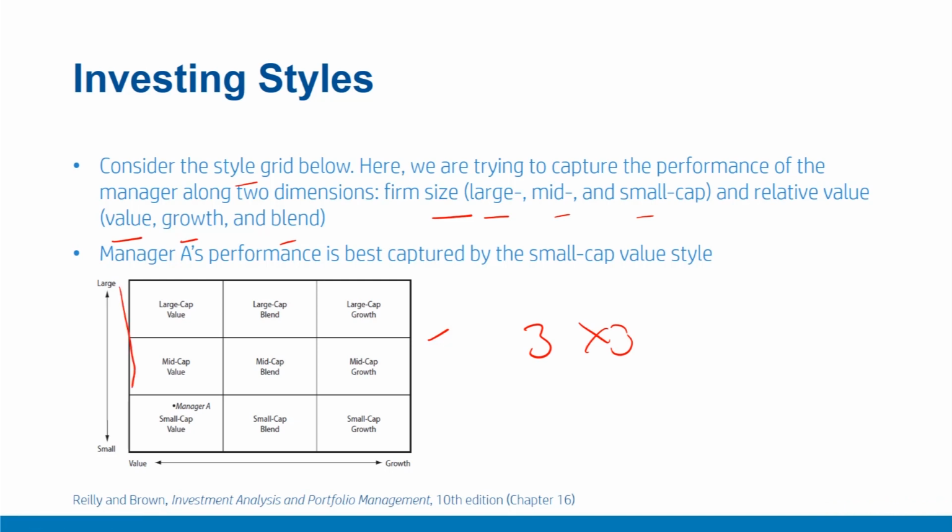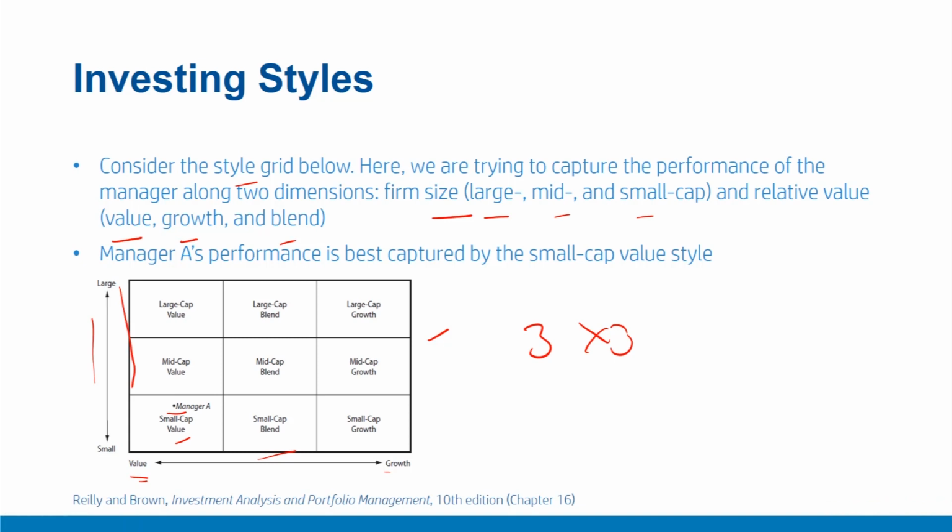style grid. In this 3x3 style grid, we have the size dimension from small to large, and the value versus growth dimension. From one extreme, value, the other extreme is growth. In between there is a blend. Now, any given manager, let's say manager A, can be classified across these two dimensions on any particular cell. So for example, manager A lies in this small cap value cell.